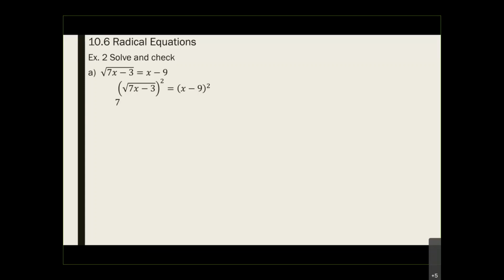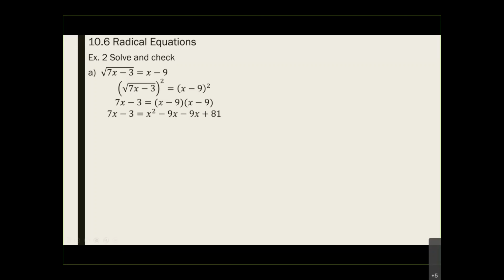Looking at this, do you agree that on the left side, the radical and the square cancel each other out? On the right-hand side, we have x minus 9 squared. If you remember the special product, you can do your special product. If not, x minus 9 squared is the same as x minus 9 times x minus 9. Everybody sees that we need to FOIL this out. If you FOIL on the right-hand side, you have x squared minus 9x plus 81, right?